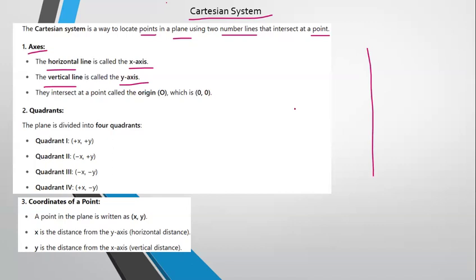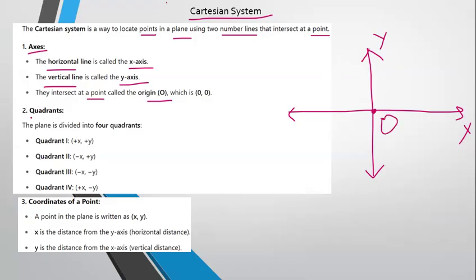Let's draw the axes first. This is the x-axis, the horizontal one, and this vertical one is the y-axis. They intersect at a point called the origin. This point is said to be the origin, which we mark with a capital O.